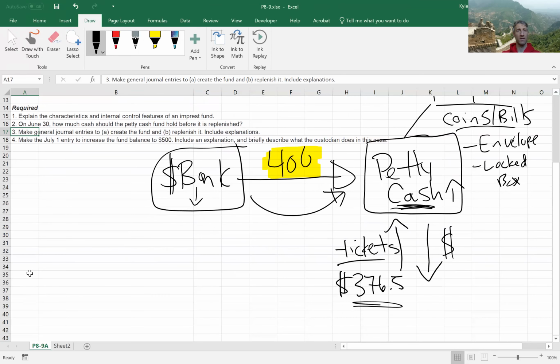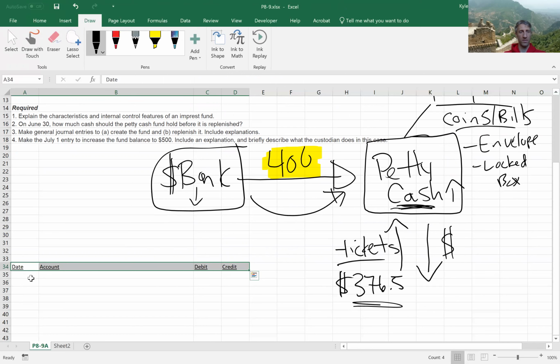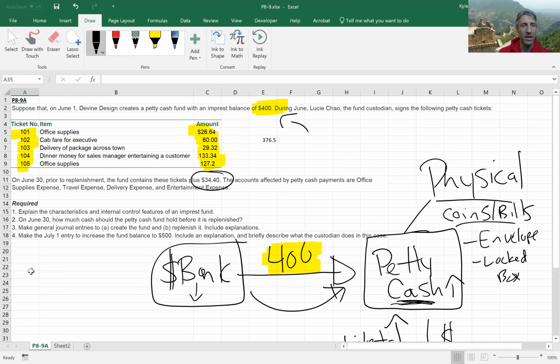So I'm going to give myself a journal entry template here. Date, account, debit, credit. So let's see, when did they create this petty cash fund? It was on June 1st.